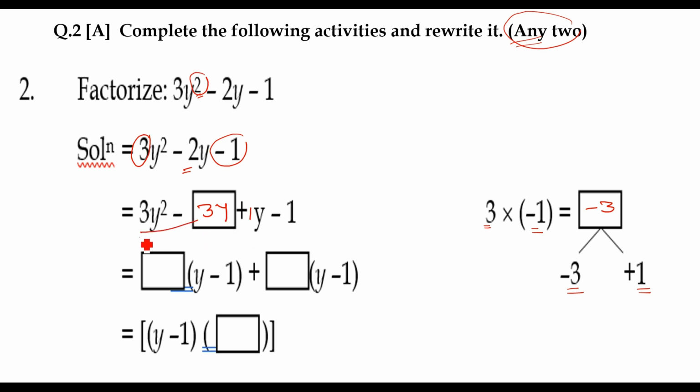So if you take 3y square minus 3y, we can take 3y common, and then it will remain y minus 1. And here you can take 1 common, so 1 is common here, and y minus 1 is a common factor, so the next factor will be 3y plus 1. So this is the final answer of question number 2.